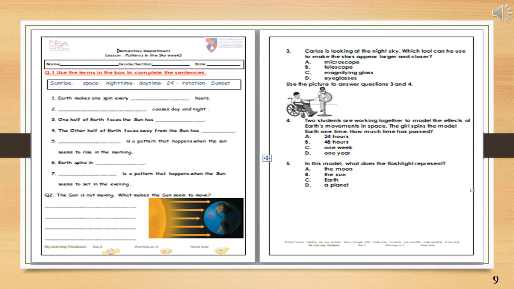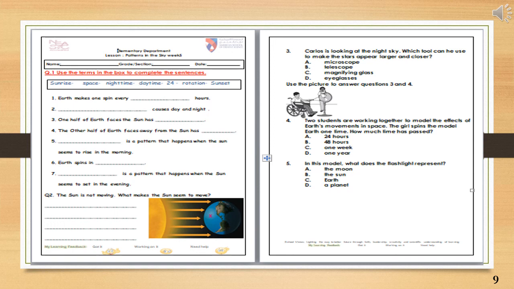Number 6, Earth spins in? Wow, very good. Space. Number 7, blank is a pattern that happens when the sun seems to set in the evening. Very good. Sunset is a pattern that happens when the sun seems to set in the evening. Question 2, the sun is not moving. What makes the sun seem to move?